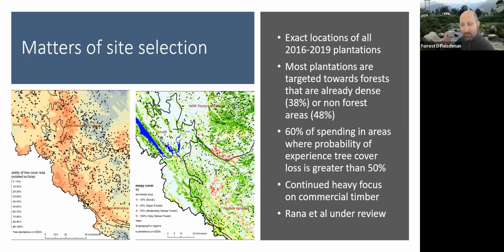So my colleague, Pushpendra Rana, who's actually a government official in the state of Himachal Pradesh, built a model looking at past land cover changes in this region using machine learning. I'm not going to go into all of it. It's in a paper that we just resubmitted, actually.